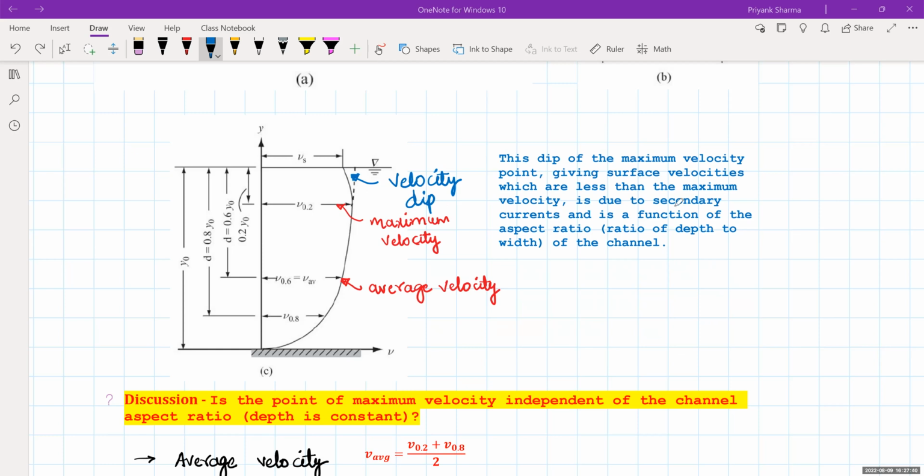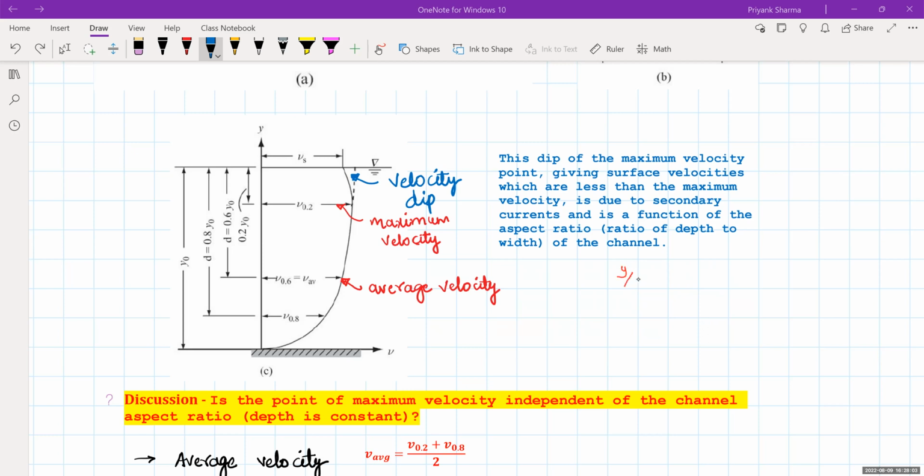That is first due to the secondary currents which are being generated due to the density differences, and second, it is also a function of the aspect ratio of the channel. Now what is aspect ratio? Aspect ratio is the ratio of depth to width. So based on that, we classify the channel into a wide channel and a shallow channel.